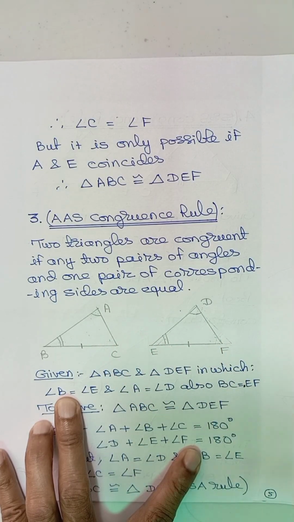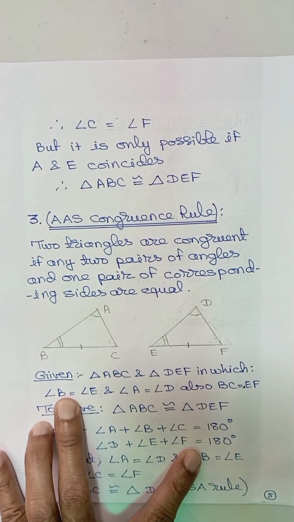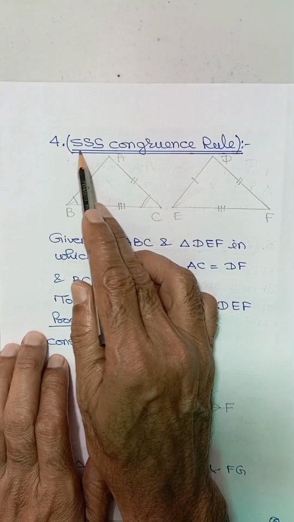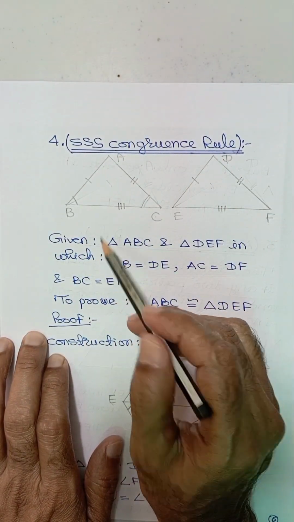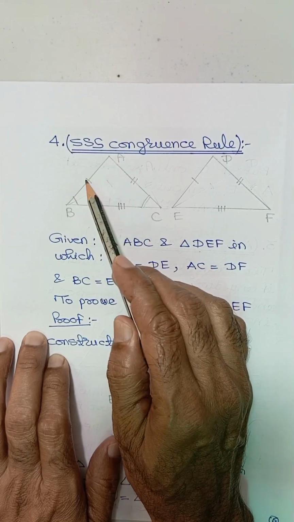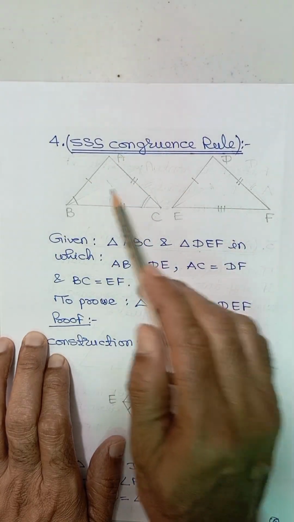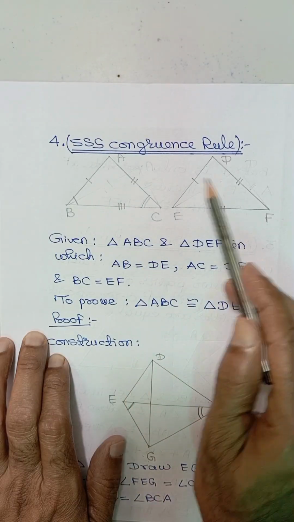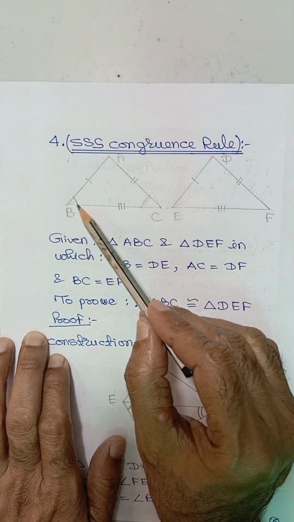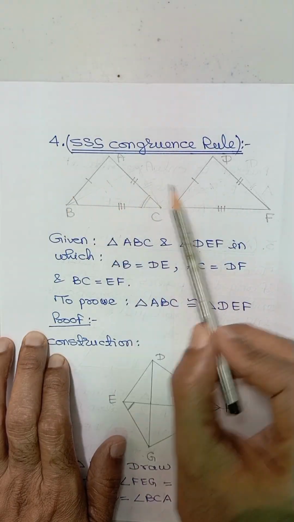So this was congruence rule 3. Now guys, we'll come to the side congruence rule. In this congruence rule, if all the three sides of one triangle are equal to the corresponding three sides of another triangle, then the triangles are congruent. This we have to prove.